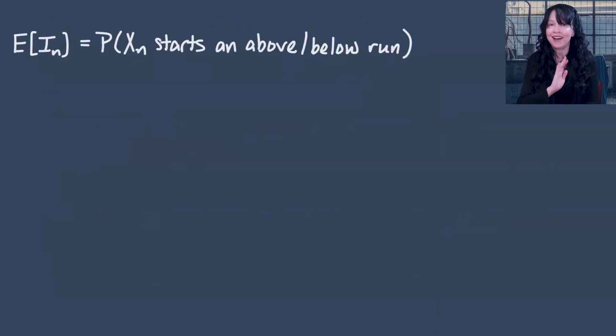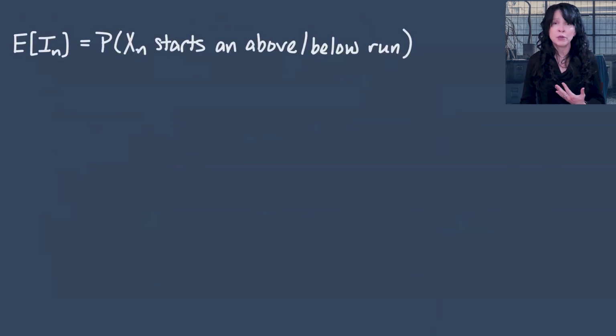Spoiler alert, it is not, but let's look. So the expected value of I sub n is 1 whenever X sub n starts an above or below the mean run, which I'm going to write like this, above/below run, and I'm not going to write the mean because it's a lot of stuff to write down. An indicator, again, the expected value of an indicator is always the probability of the thing it's indicating, which is X sub n starts an above or below the mean run.